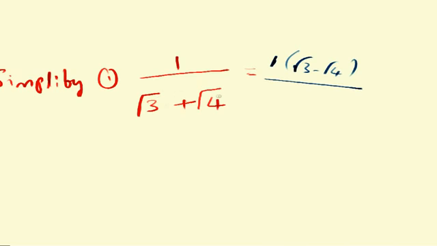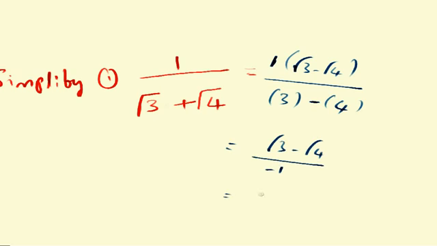Then in the denominator, you directly square the two terms independently and put a minus sign between them. Root 3 squared is 3, root 4 squared is 4. So the problem becomes root 3 minus root 4 by 3 minus 4, which is minus 1. If the minus goes upstairs, the signs will change. It will become root 4 minus root 3, which is 2 minus root 3. This is how you solve the problem.